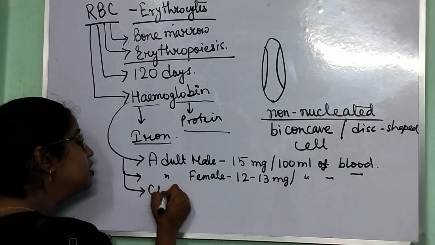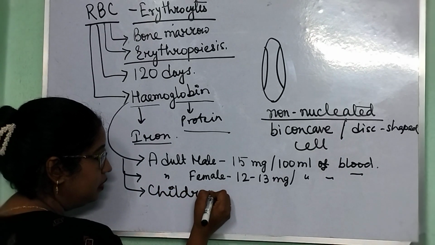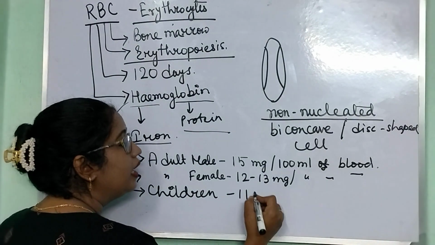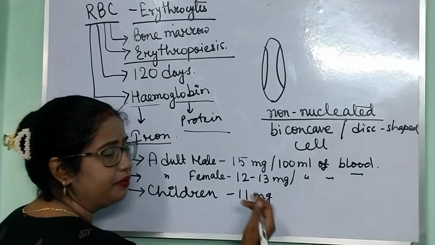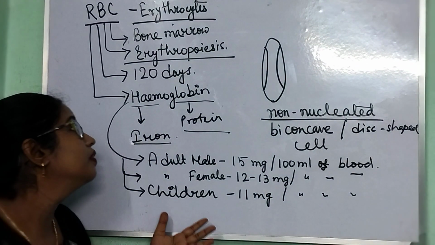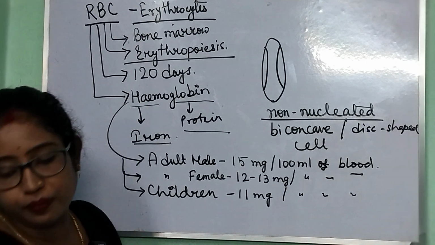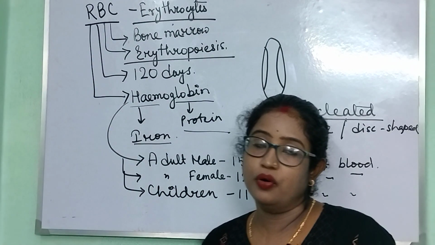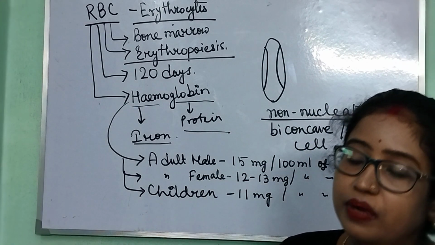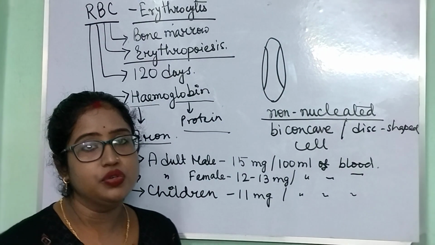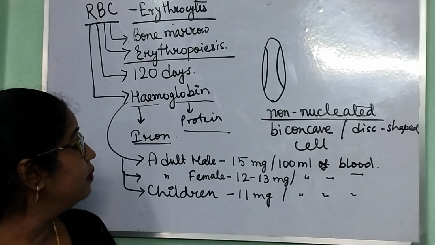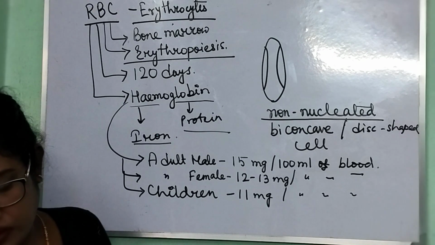As well as in children, the hemoglobin content is nearly 11 to 11.5 mg per 100 ml of blood. So this is the proper hemoglobin content in our body, and that is in adult male 15 mg per 100 ml of blood, in adult female 12 to 13 mg per 100 ml of blood, and in children nearly 11 mg per 100 ml of blood.